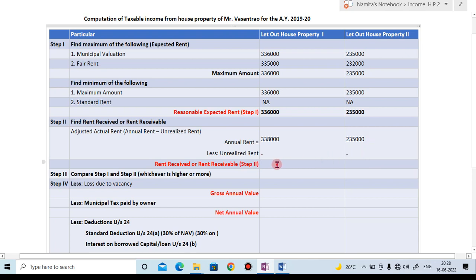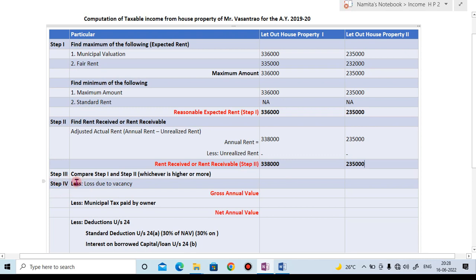Okay, so hence the rent receivable or rent received, step number 2, is 3,38,000 for house number 1 and for house number 2 is 2,35,000. Okay, clear? This much is clear. Step number 1, step number 2. Now we will move to the next step, that is step number 3.